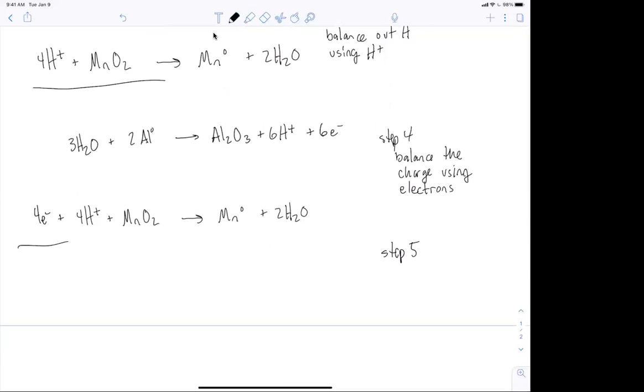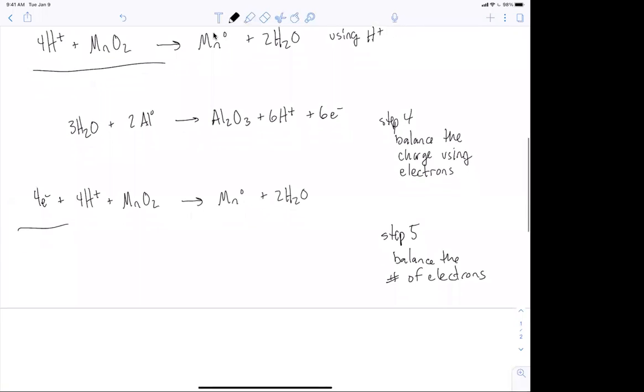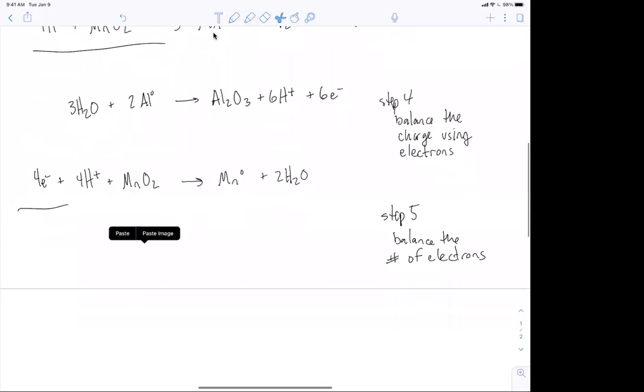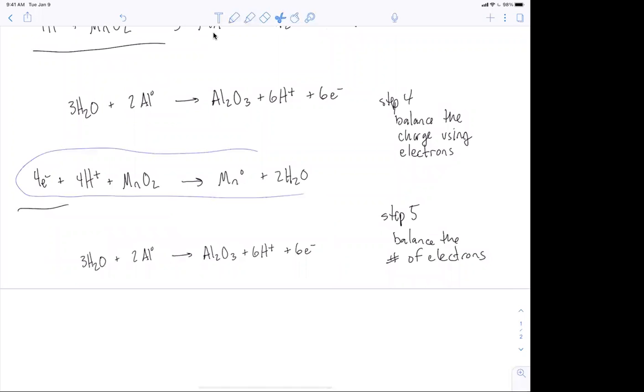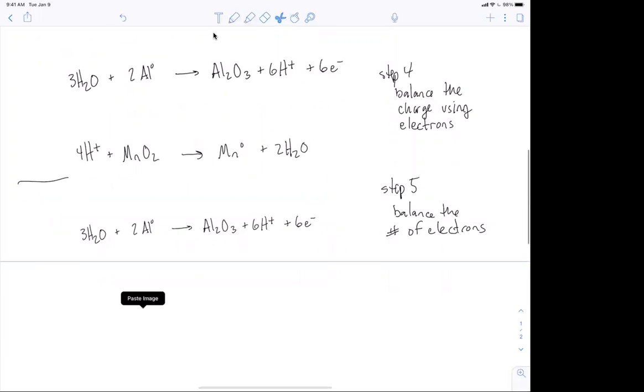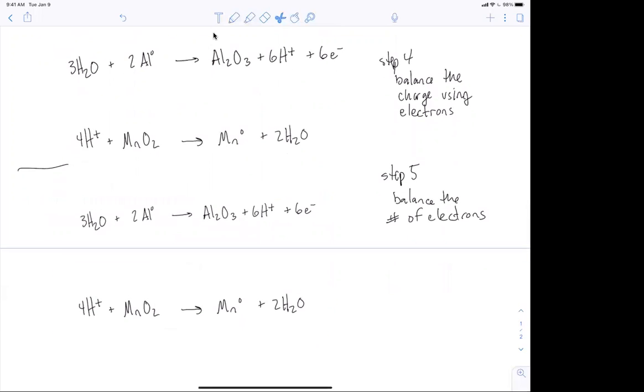Step 5 is now you're truly balancing out the electrons. Balance the number of electrons. When I say balance the number of electrons, I'm talking about the number of electrons lost in the oxidation and the number of electrons gained in the reduction. So we're talking about between the two half reactions.